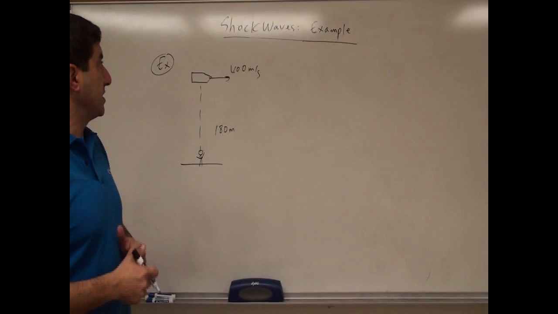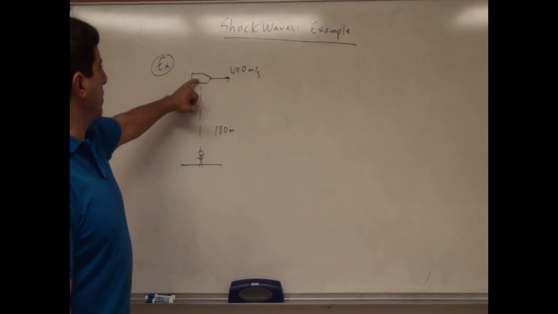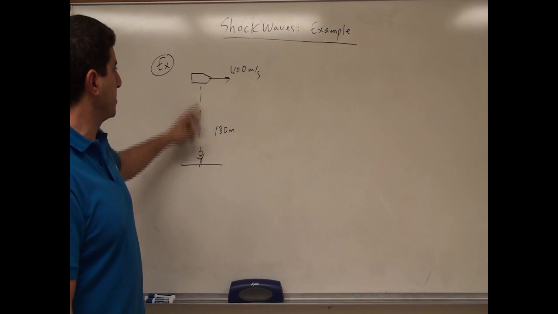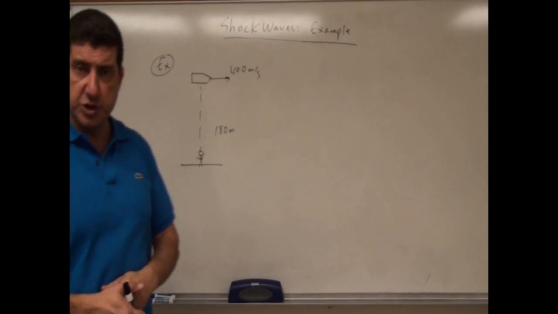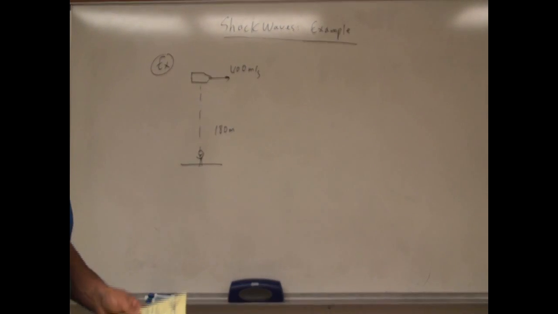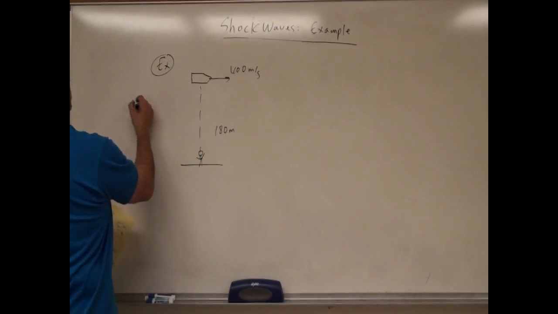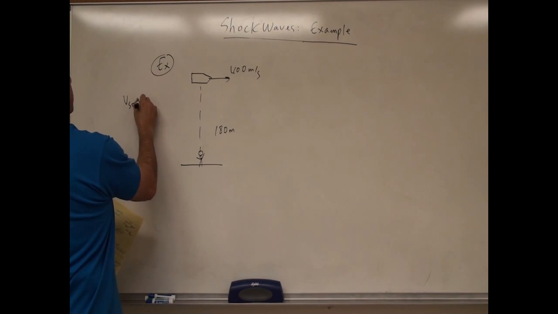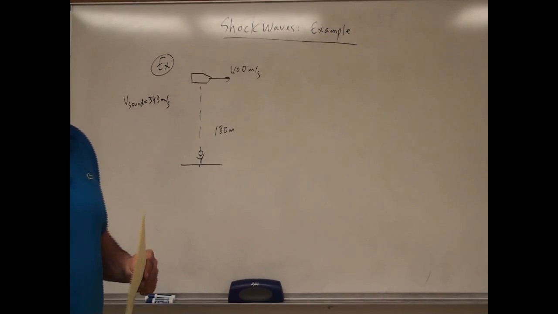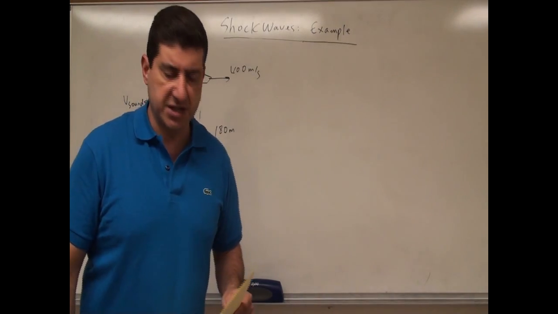Okay, in this example illustrating the shockwave concept, we have a rocket that is directly overhead a person. The distance is 180 meters. The rocket is going at 400 meters per second. Let us assume that the velocity of sound is 343 meters per second. So that means the temperature in the air is roughly around 20 Celsius, right?